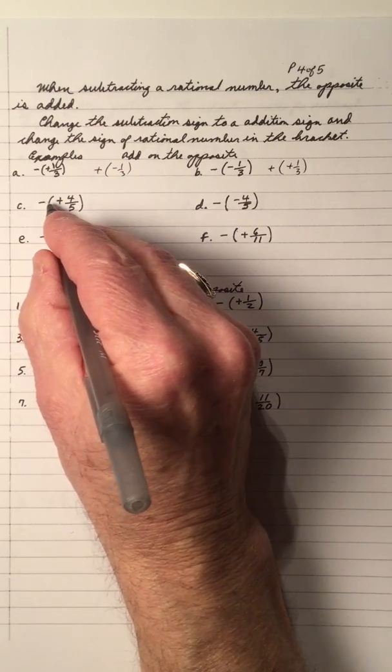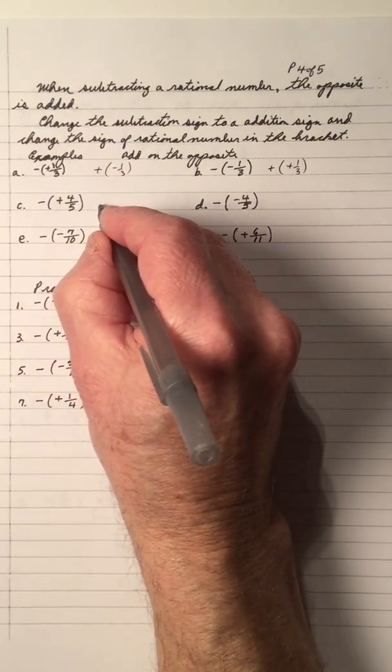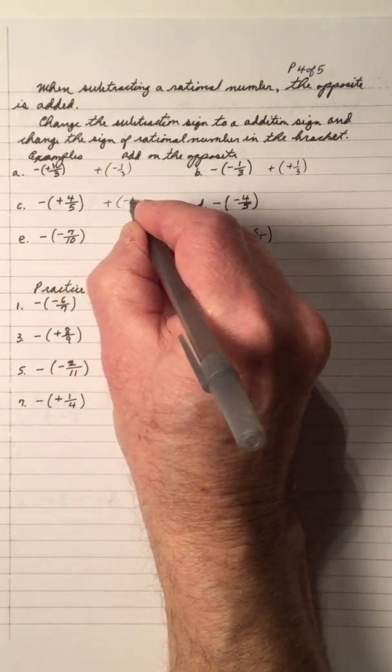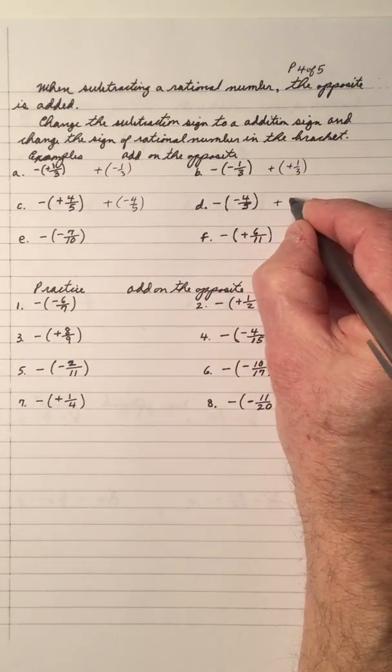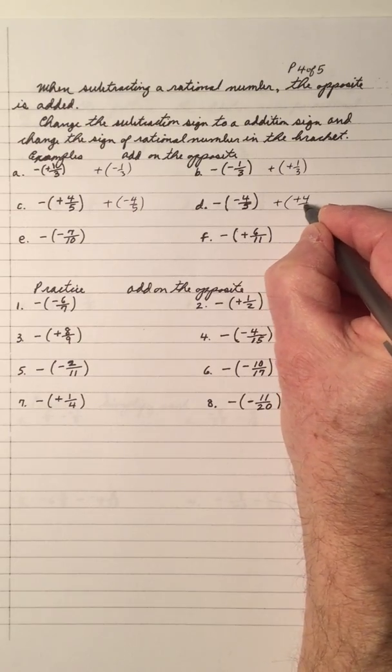You're subtracting, you add on the opposite, negative 4/5. You're subtracting, so you add on positive 4/5.